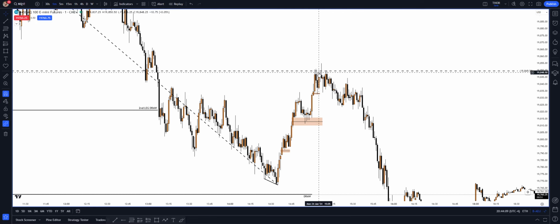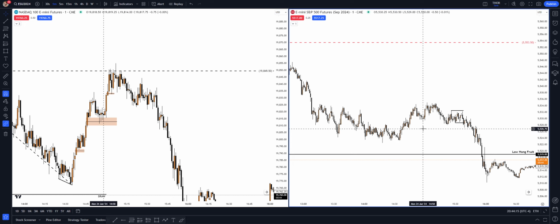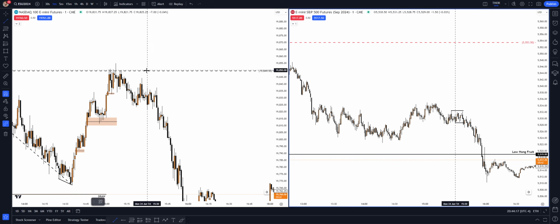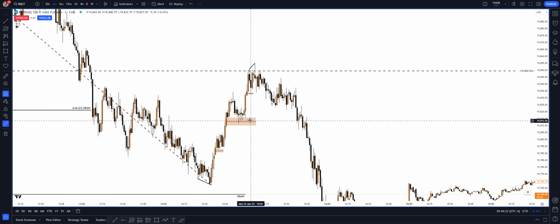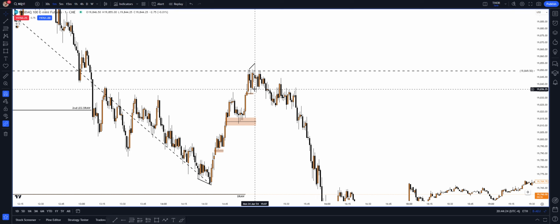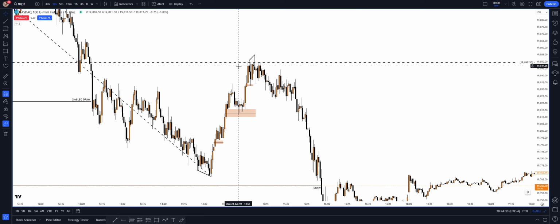So the buy model is completed at the range EQ. It also diverged there, if I'm not mistaken. Yes, so there's the SMT divergence. Now at this point, we're expecting a low resistance run all the way down to the draw on liquidity, because a smart money reversal almost immediately formed after range equilibrium.